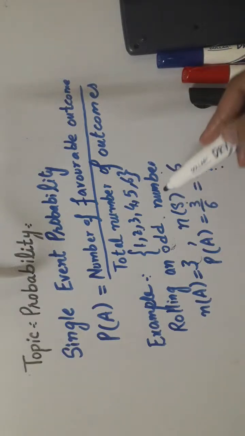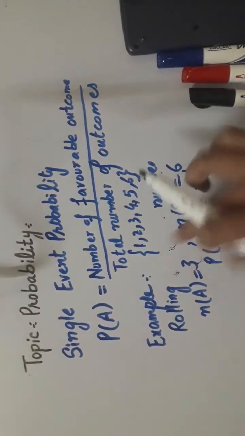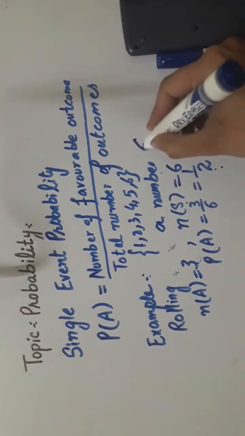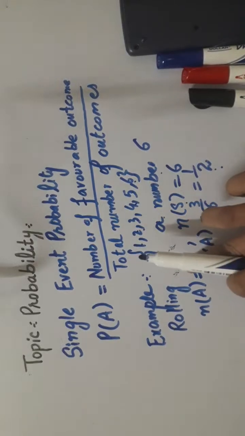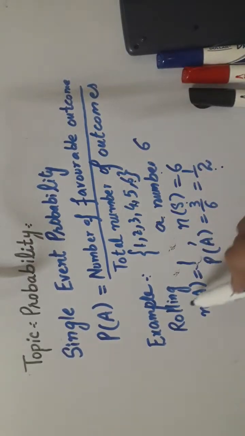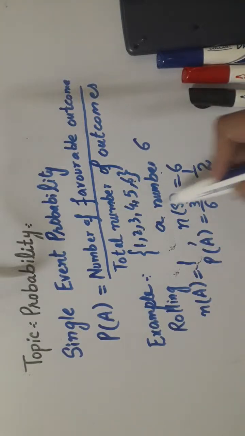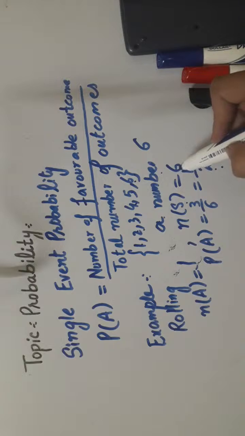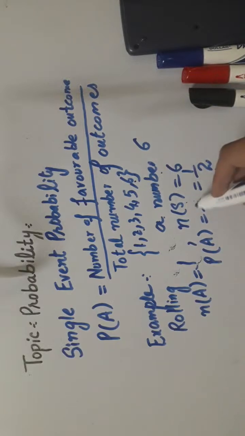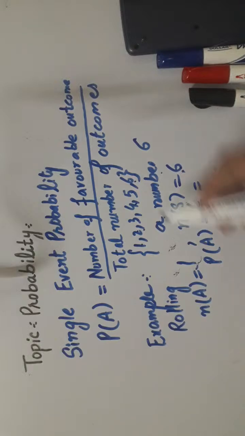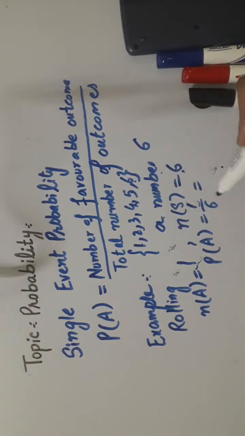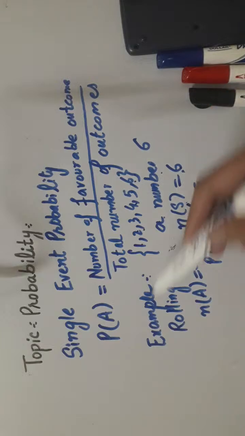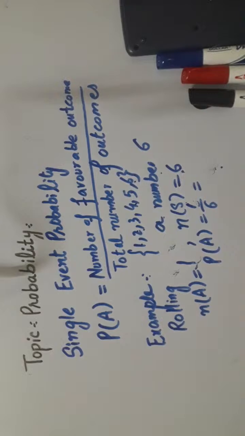But if you have another question, like rolling a number 6, the number 6 is present only one time. So the number of favorable outcomes is 1 because we are rolling a number 6, and the total number of outcomes is 6. So the probability will become 1 by 6. When you take any other number, the probability of a single outcome is 1 by 6. I hope you understand the concept of single event probability.